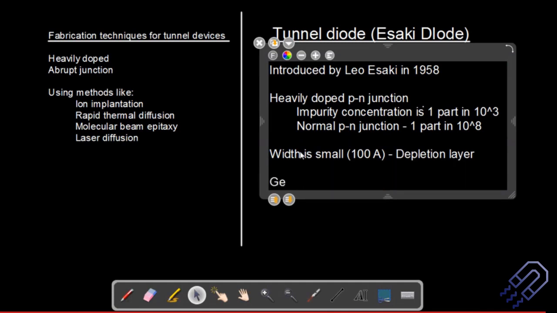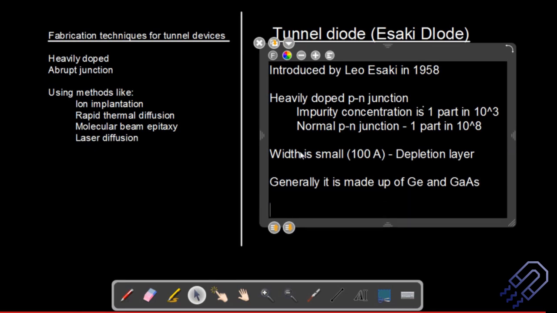I think this is something you already discussed, but let's just repeat it. In general, if you have a Schottky diode, then we can also use this, but since we're talking about the tunneling effect, we can actually have a semiconductor system. We don't need a metal-semiconductor system for a tunnel diode. It is generally made up of germanium and gallium arsenide, which are both semiconductors. You can use them, and it will show this tunneling phenomena.